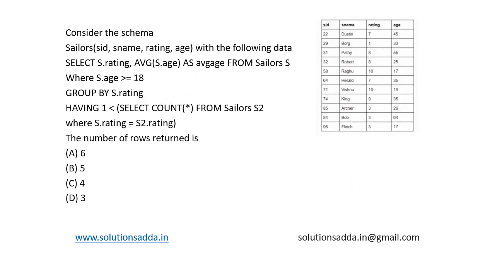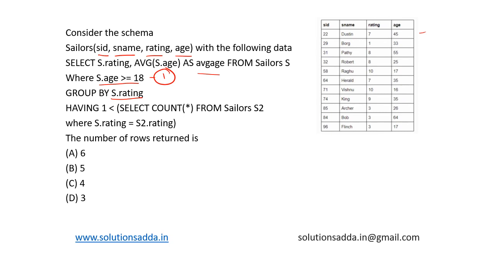This is a question from database. Consider the schema sailors where the attributes are SID, SNAME, rating and age with the following data here. We are given a query: select S dot rating, average of S dot salary as average age from sailors S, where S dot age is greater than 18, group by S dot rating, having 1 less than select count star from sailors S2, where S dot rating is equal to S2 dot rating, and the number of rows returned is. So first of all, in this query, the where condition is executed first. So only those rows which are having age greater than or equal to 18 will get selected.